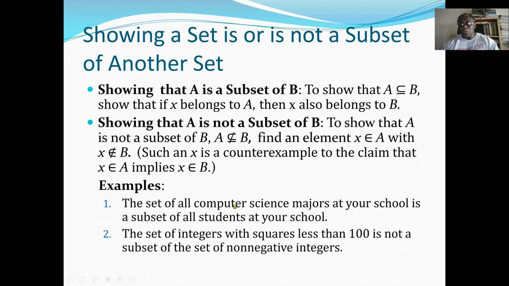So that's the example here. We have computer science majors and we have other majors. They are all students in a school. So we can take only one department, which is computer science. We can say that the set of all computer science majors at your school is a subset of all students at your school, because the computer science majors are students. Another example: the set of integers with squares less than 100 is not a subset of the set of non-negative integers.